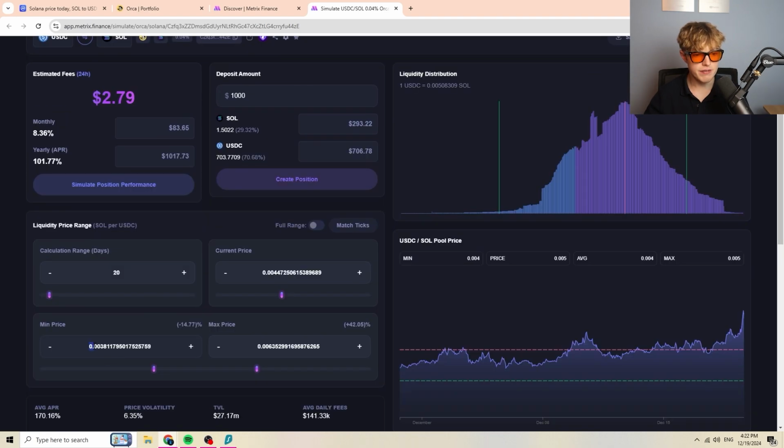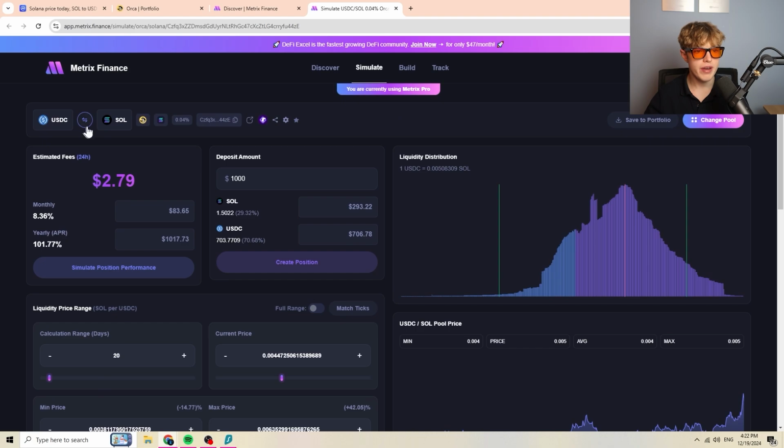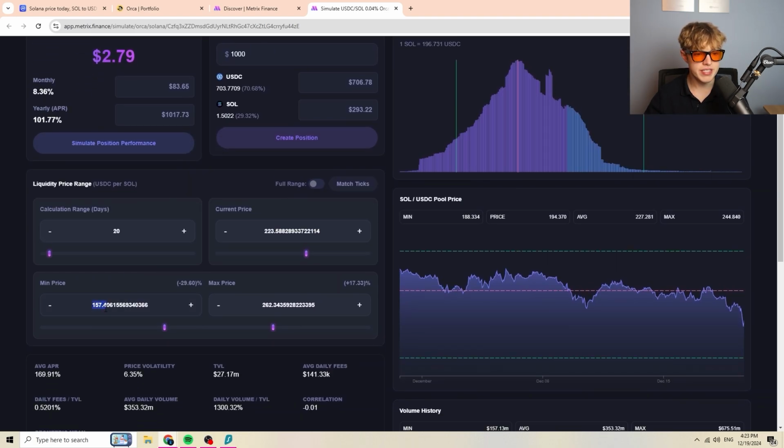Now, you can see I have 0.003 for the min price, some weird number. So I'm going to go ahead and swap the order of the assets, USDC and Sol. All right, now we got 157.4 to 262.3.